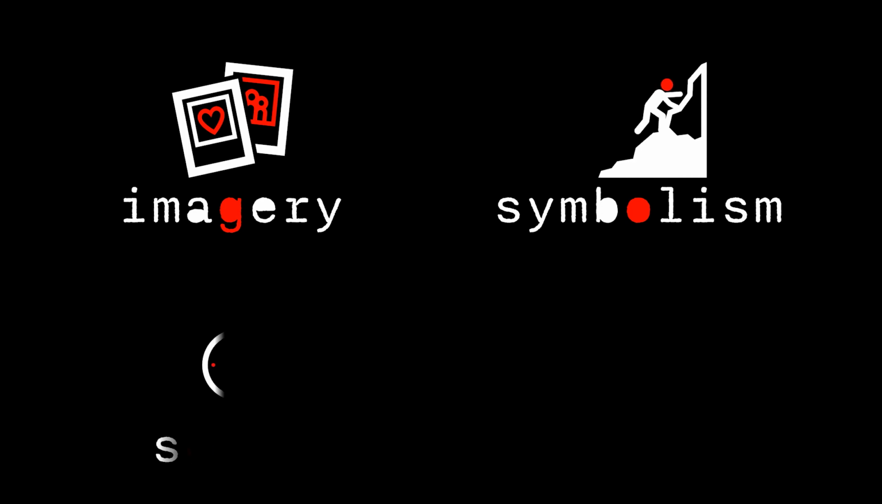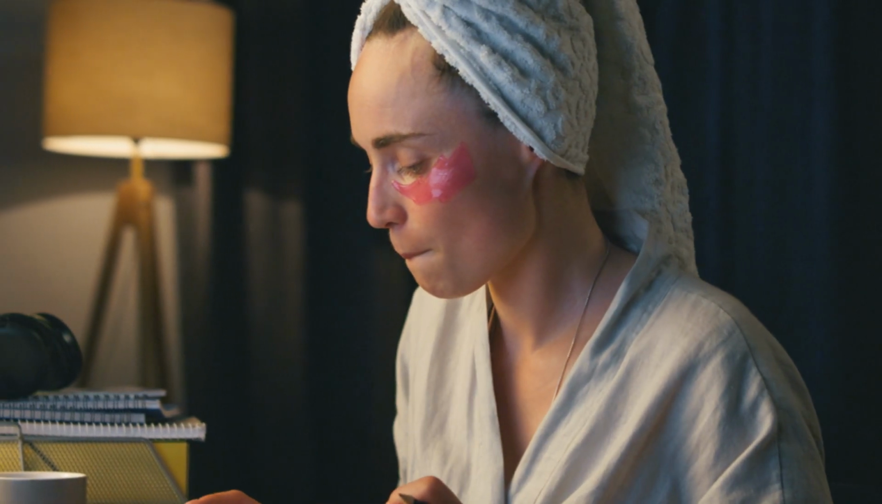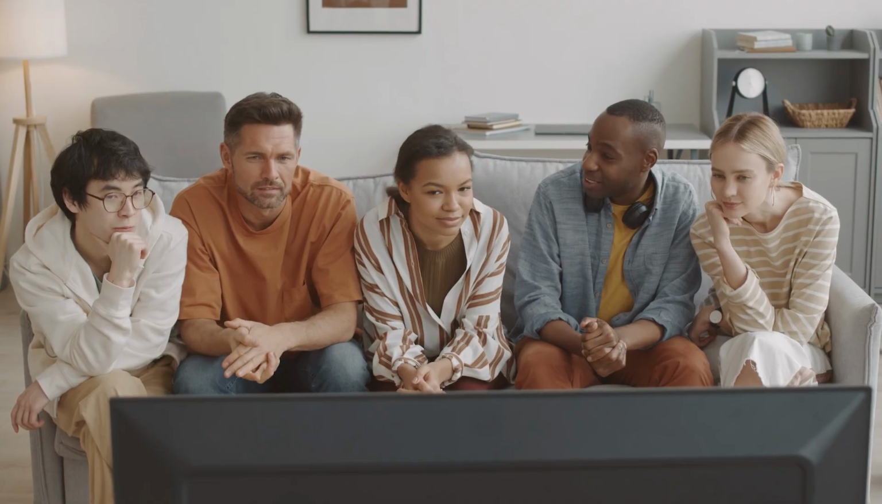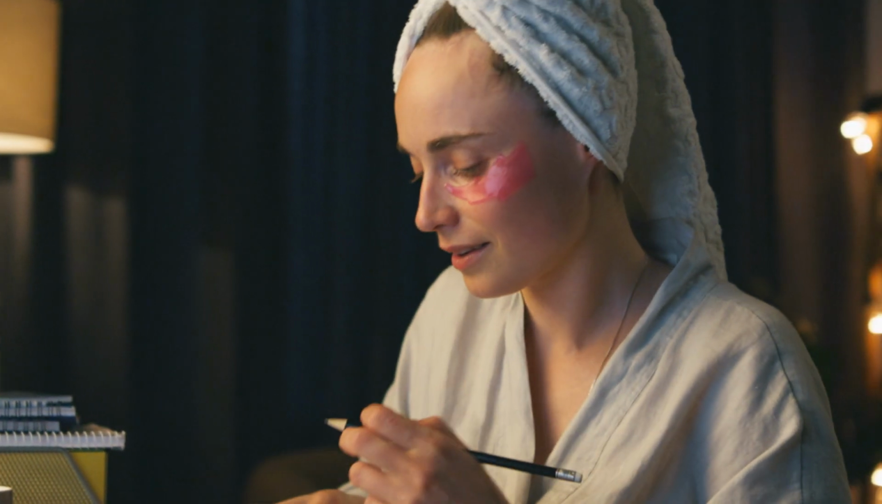When you're writing your script, think about how you can use imagery, symbolism, sound, and character actions to convey important information. Challenge yourself to find creative ways to show what's happening, rather than relying on dialogue or exposition. Trust your audience to pick up on the visual cues you provide, and you'll be well on your way to becoming a master visual storyteller.